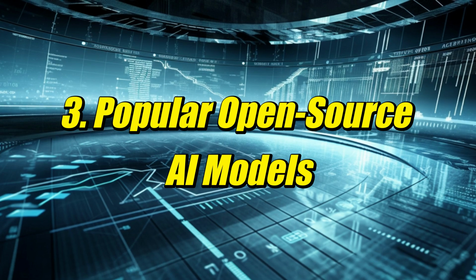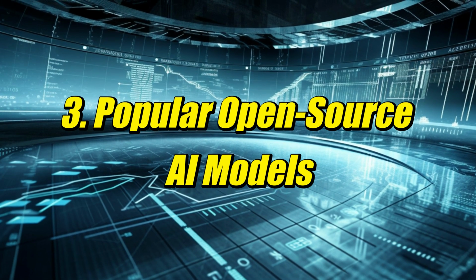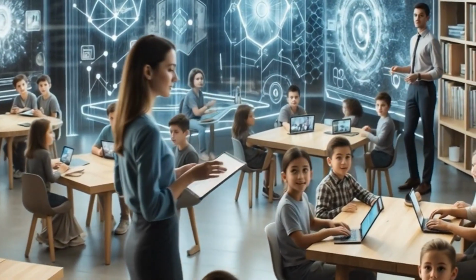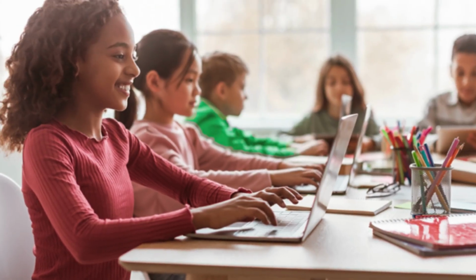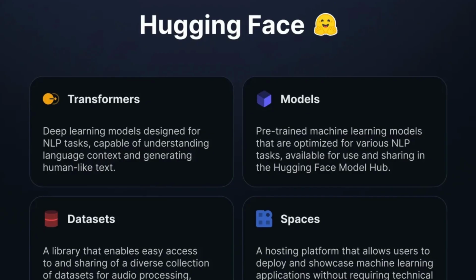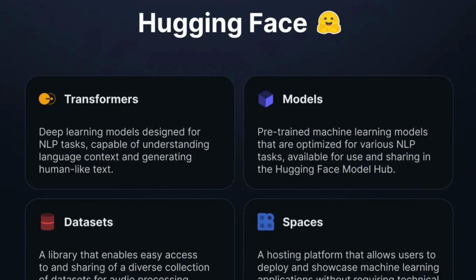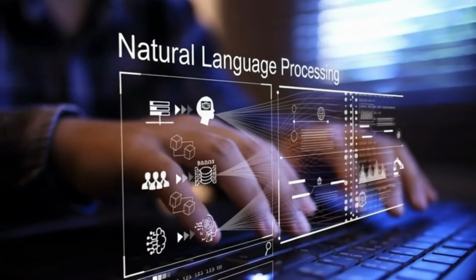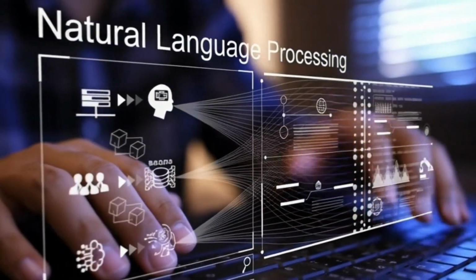3. Popular open-source AI models. So, which open-source AI models are available for classrooms? Let's look at a few popular ones. Hugging Face Transformers. These are great for text generation, translation, and chatbots. They allow students to experiment with natural language processing in a hands-on way.